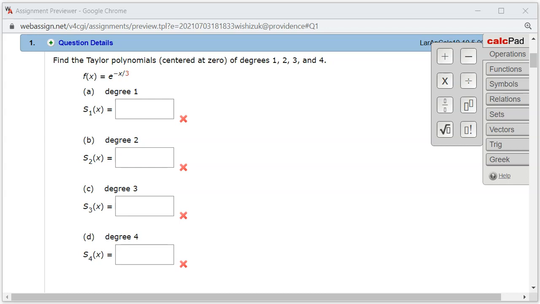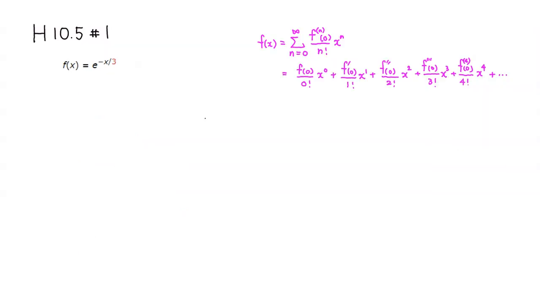All right, let's look at homework 10.5, problem number 1. We want to find the Taylor polynomials of degree 1, 2, 3, and 4 for this given function here. All right, so let's do that.